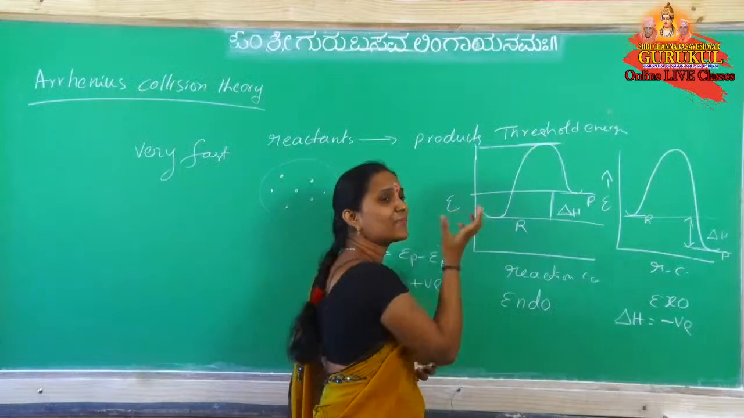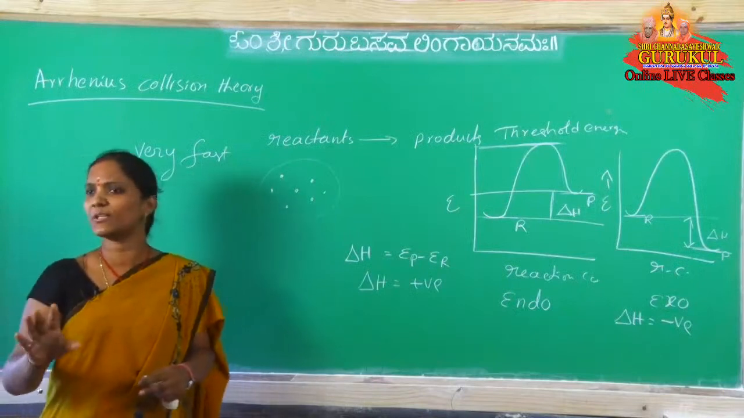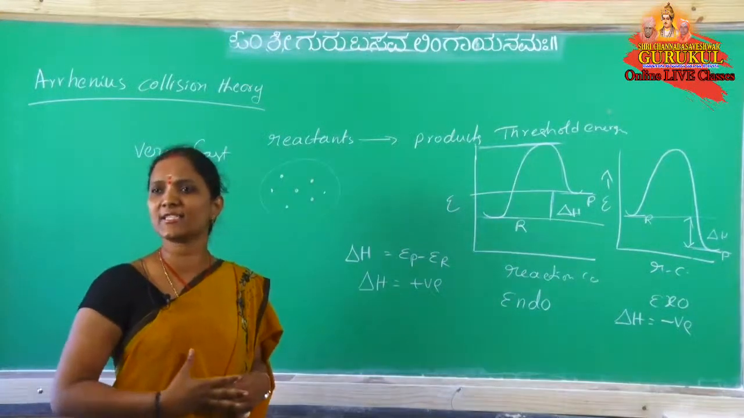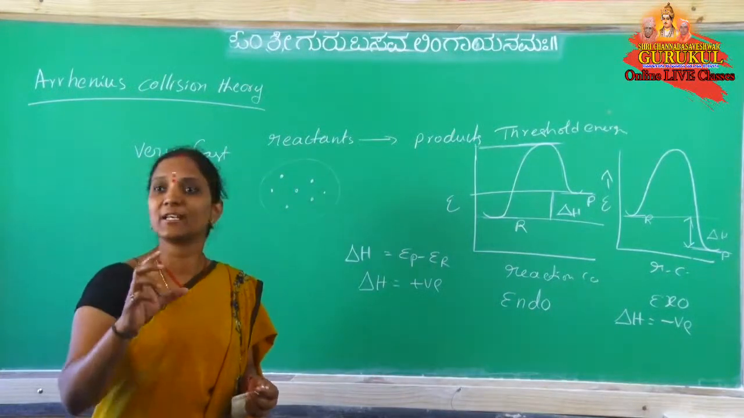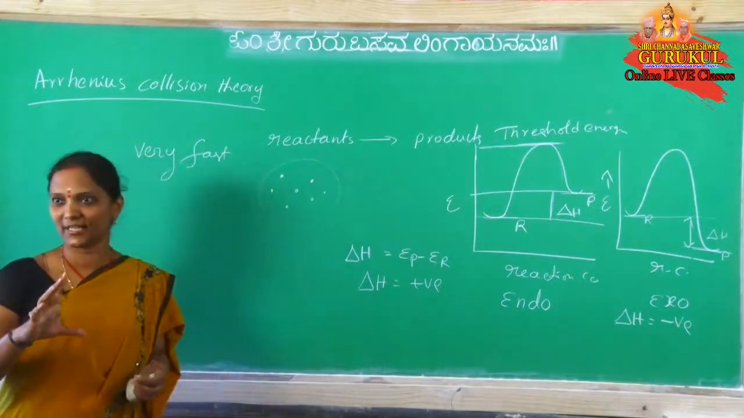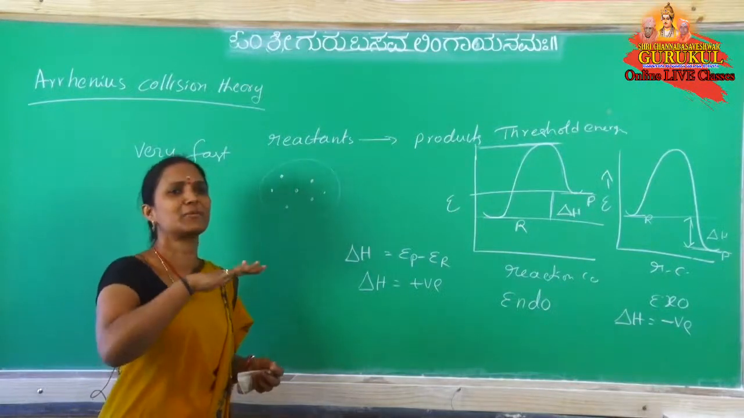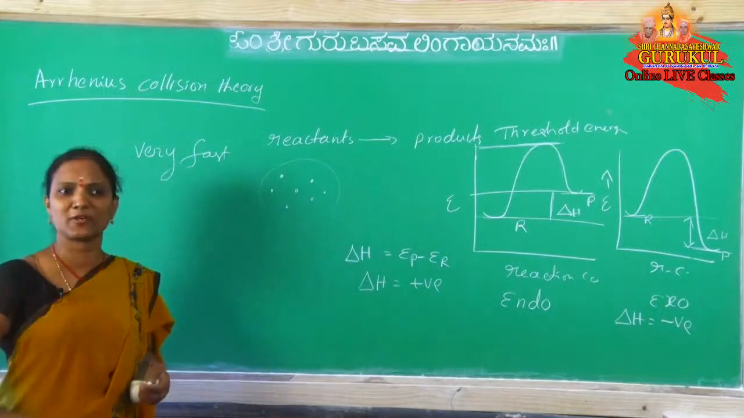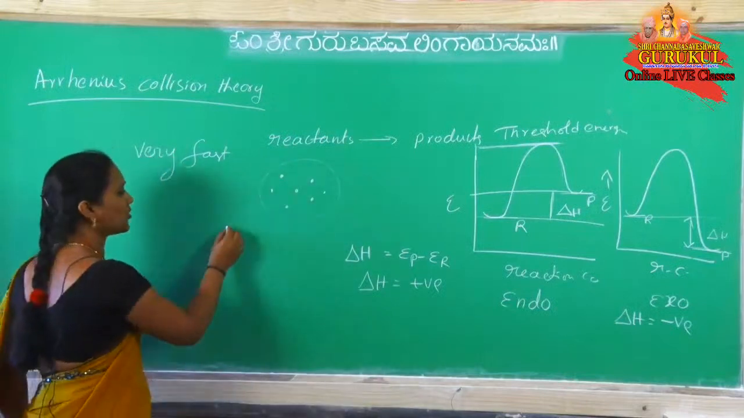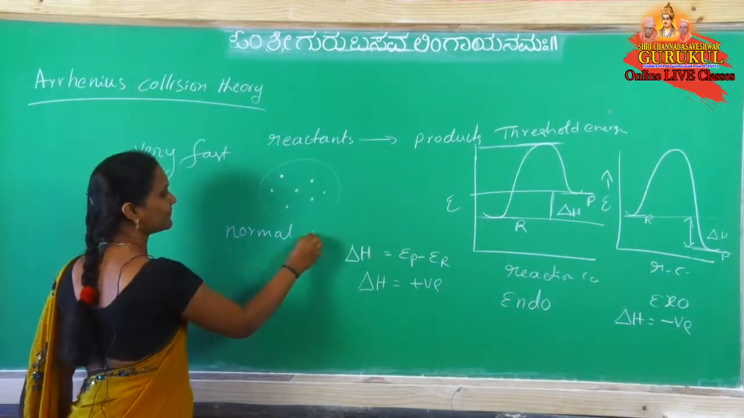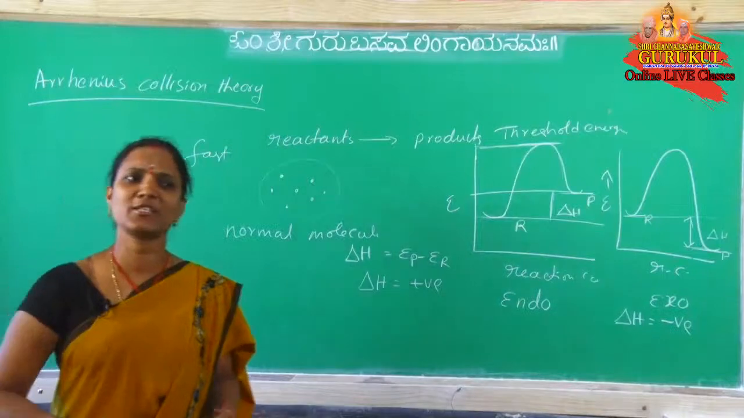But most of the reactants have less than threshold energy. Very few reactants have more than the threshold energy, and only those can change to products. All the remaining reactants, with energy less than threshold energy, collide with each other but do not change to products. Only the very few with more than threshold energy change to products easily. The remaining reactant molecules are normal molecules. These molecules collide with each other but do not change to products.